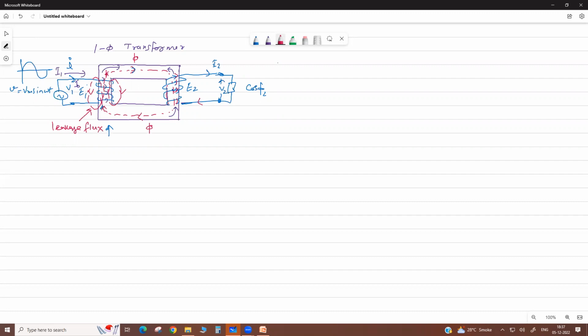Now due to the secondary also there is a leakage flux, like here, the fringing effect. So there is also a secondary leakage flux. So this is the working principle: the EMF is induced. Then now you come to the EMF equation of transformer.